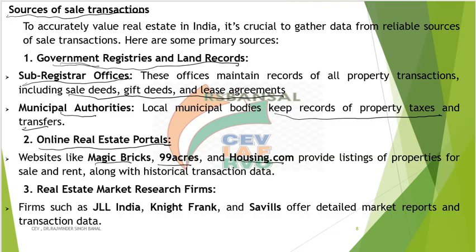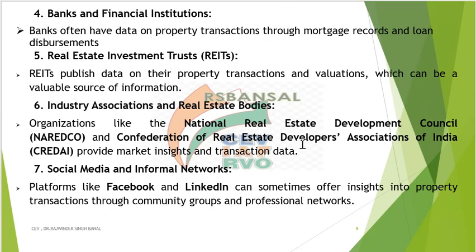They provide listings of properties for sale and rent along with historical data and transactional data. And then you can get the data from real estate market research firms such as JLL India, Knight Frank, and Savills. They offer detailed market reports and transactional data of the area. Then from the banks and financial institutions, which provide loans on mortgage, there are property transactions through mortgage records and loan disbursement. From there you can get the data about the rates and other things.